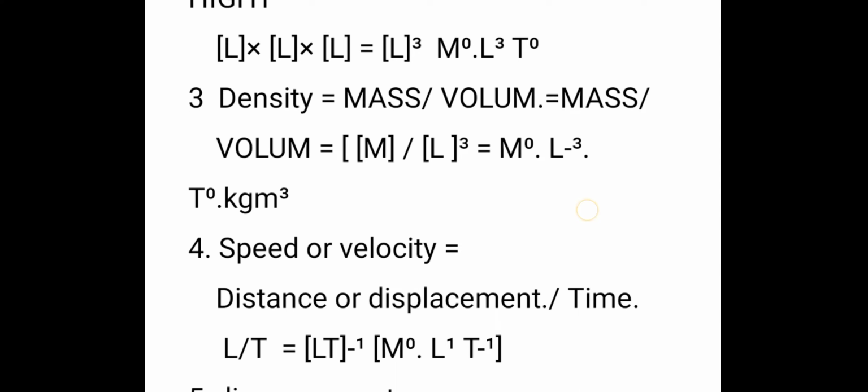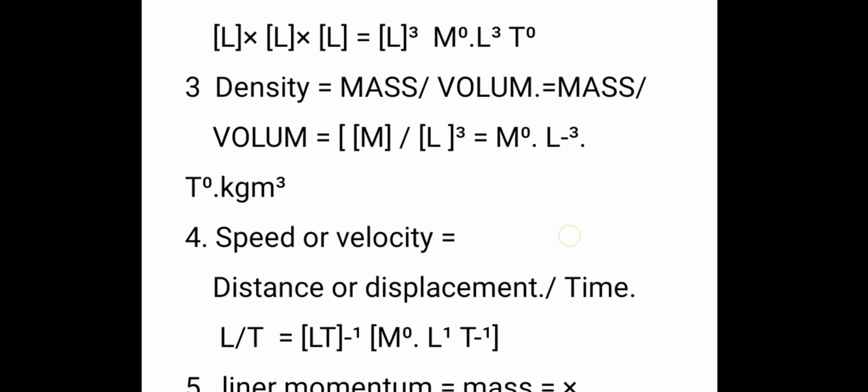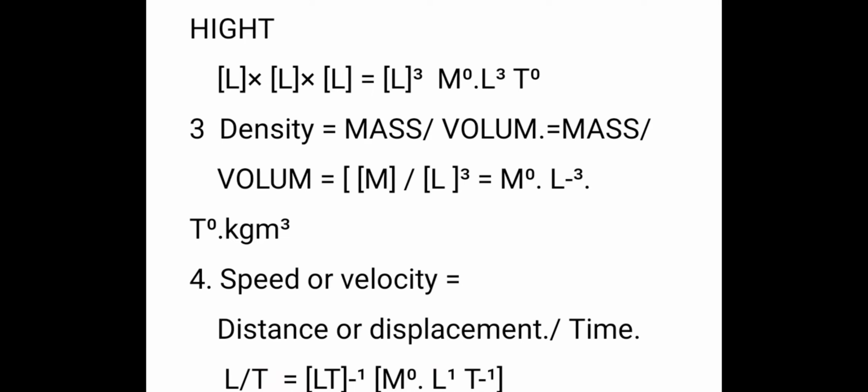The next question, density. Density means mass by volume. We know the mass is M and the volume is L cubed. So the dimensional formula is M into L inverse cubed, because volume is in the denominator, so we change it to the numerator as minus 3. So M L minus 3 T naught, kgs per meter cubed.